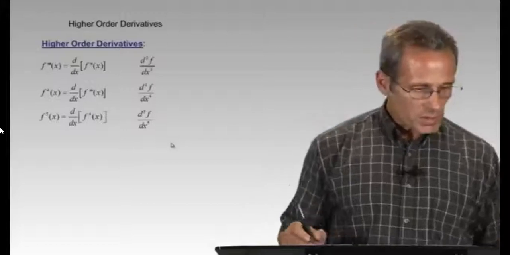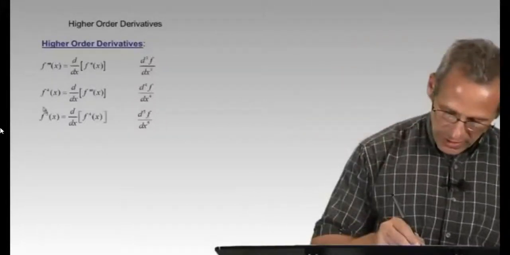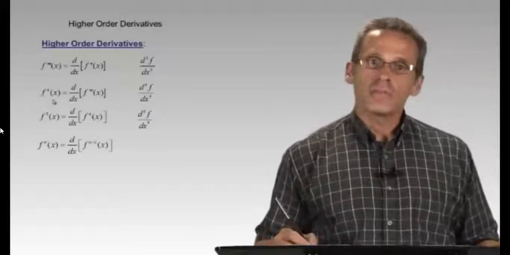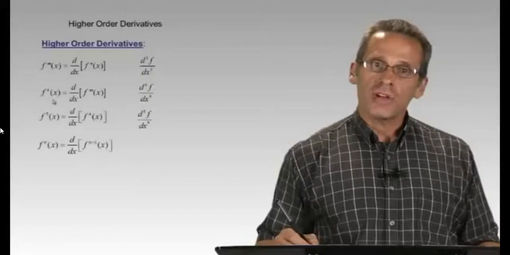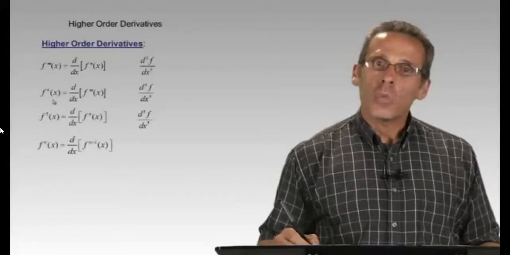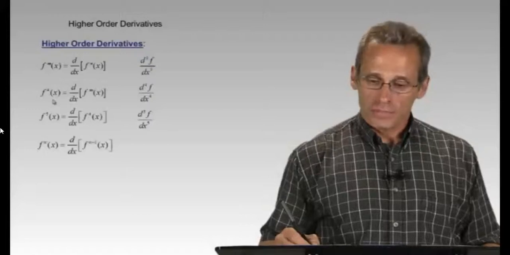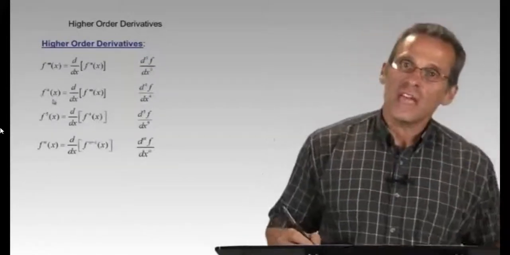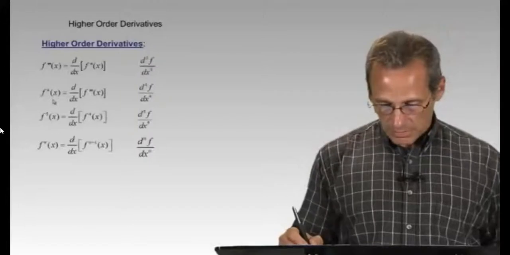And so we can say that for any value n, the nth derivative of f is the derivative of the n minus 1 order derivative. Now let's look at the notation d^n f over dx^n.